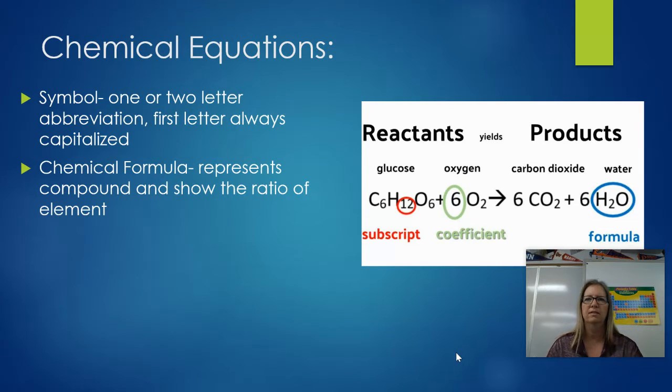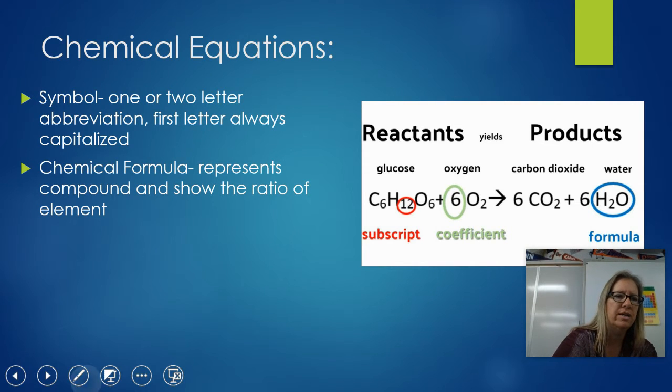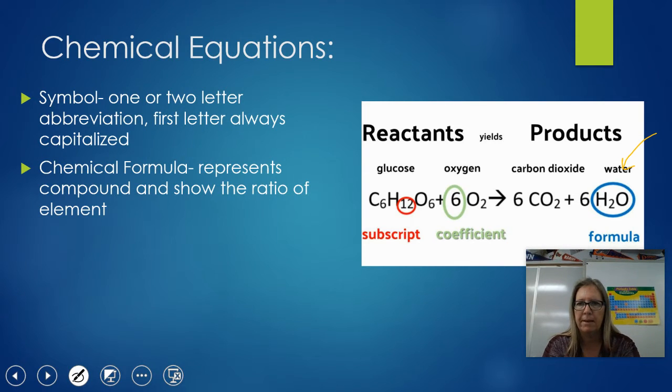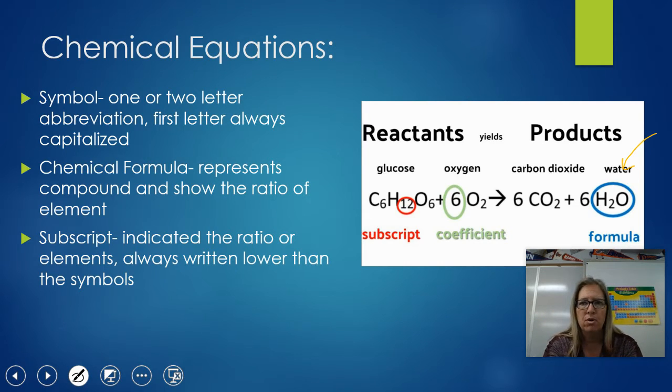Again, the formula is those letters, but it also includes these numbers because it's showing us the ratio of the elements that are occurring in each of these compounds. So you know that water is H2O. You've known that forever, okay? What that means is that in every single molecule of water, you have 2 hydrogen for every 1 oxygen, okay? And that's a big deal. We're going to talk about why and how we can't change that without changing the actual composition of it a little bit later.